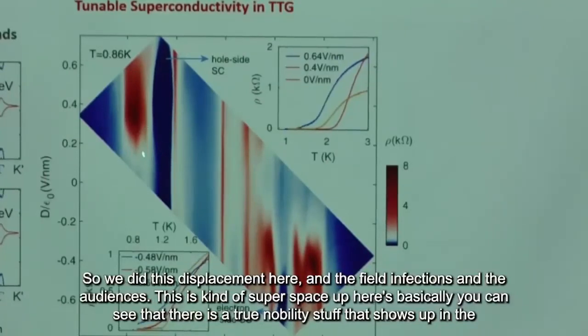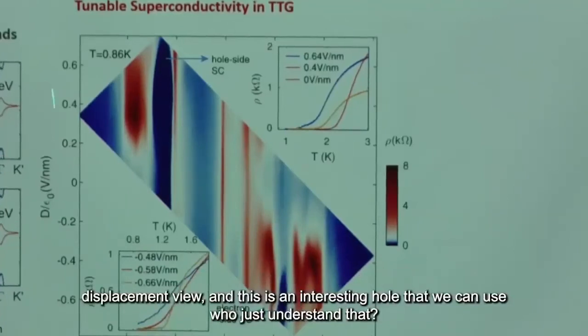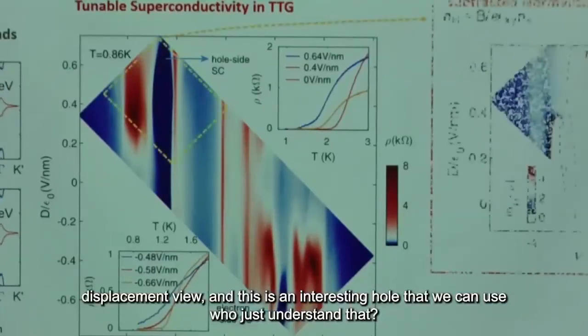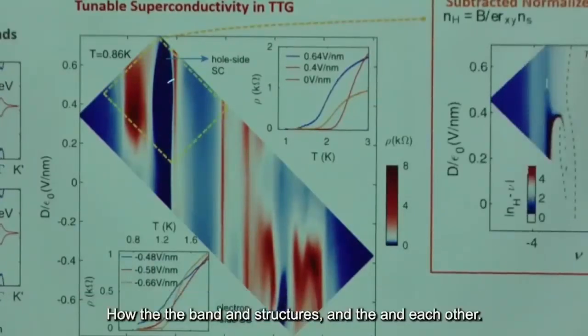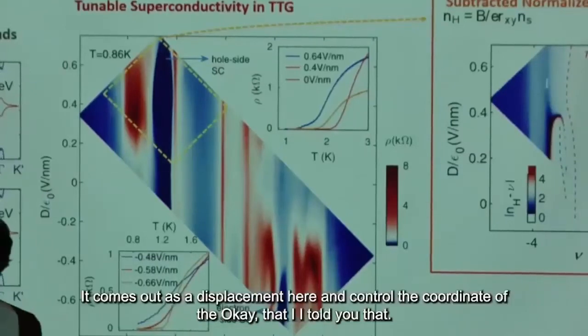Basically, you can see that there is a tunability that shows up in the displacement field, and this is an interesting tool that we can use to understand how the band structures and the superconductivity are correlated and impact each other. It turns out the displacement field can also control the underlying correlated insulating states.